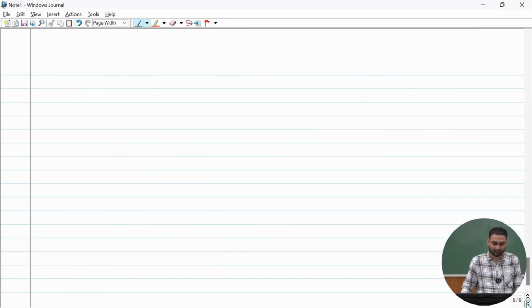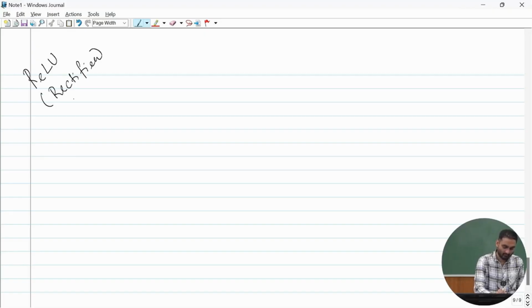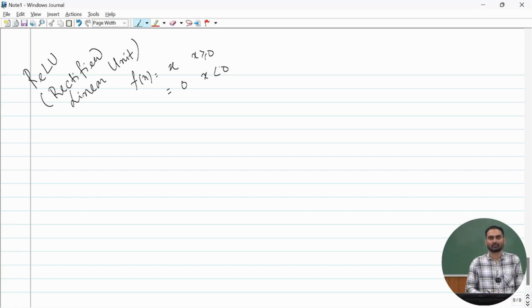The other popular activation function is ReLU, rectified linear unit, and it is used everywhere. It is very popular. What is ReLU? So the ReLU function is very simple. f of x equals x if x is greater than or equal to 0, otherwise 0. That means it chops off all the negative values, right? It looks like this. Positive values are linear, so this is x, this is f of x, and otherwise 0.